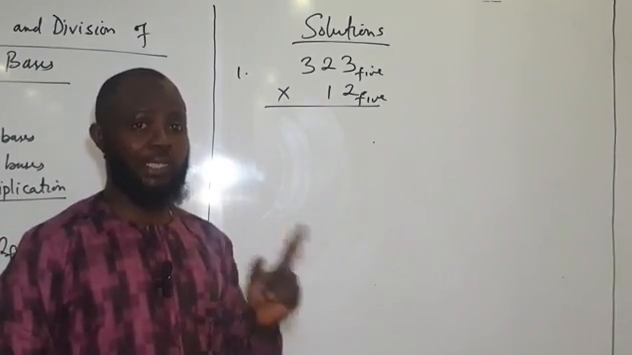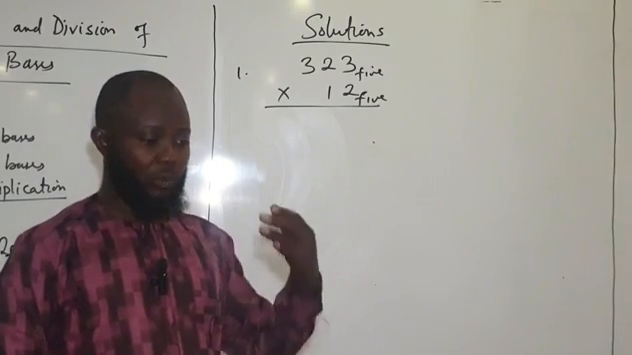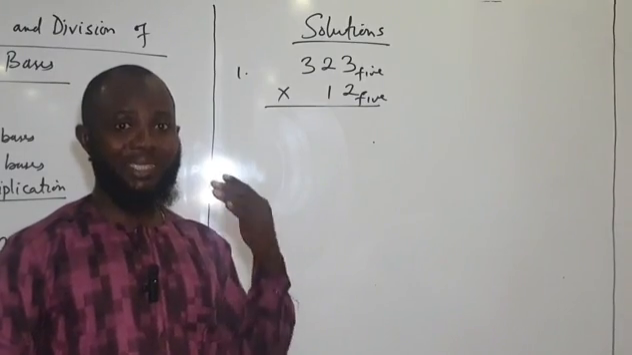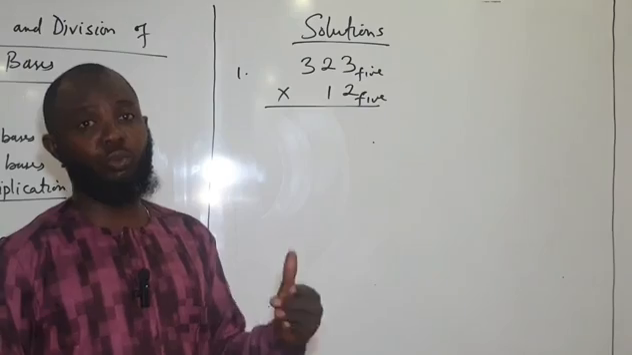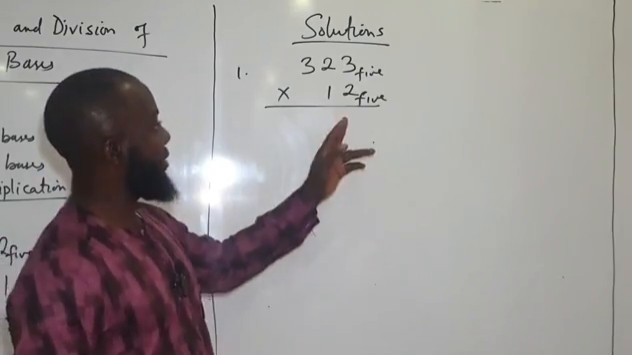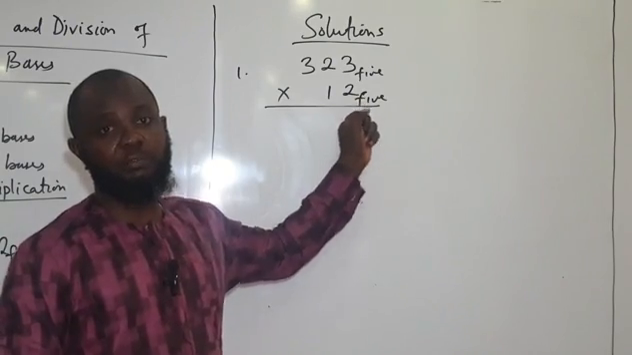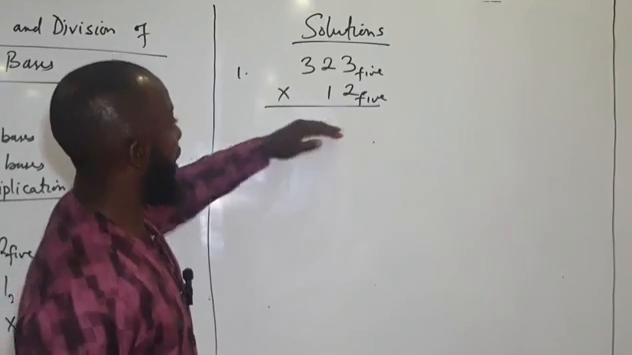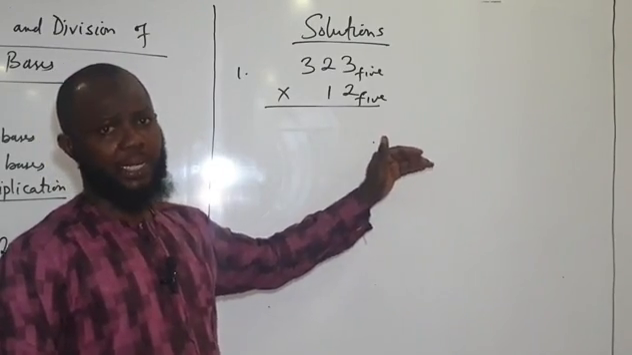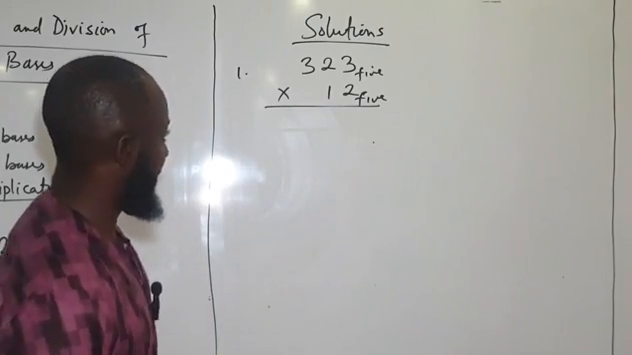But don't forget what I told you in the last video, that when you're working in a particular base, the highest digit you must get in that base should be what? That base minus 1. Now this is base 5. So the highest digit we can get in this base 5 should be what? 4. So all our multiplication must not go beyond what? 4. Is that clear? So that's what we're going to do in this video.